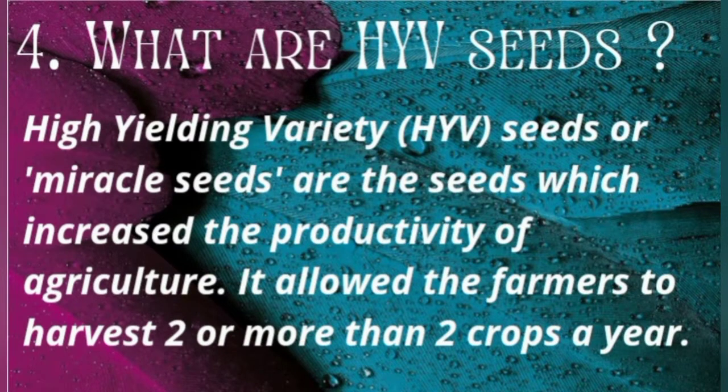Fourth question, what are HYV seeds? HYV seeds, or high-yielding variety seeds, or miracle seeds, are the seeds which increased the productivity of agriculture. They allowed the farmers to harvest 2 or more crops a year. They were introduced in India during the Green Revolution or New Agricultural Strategy.